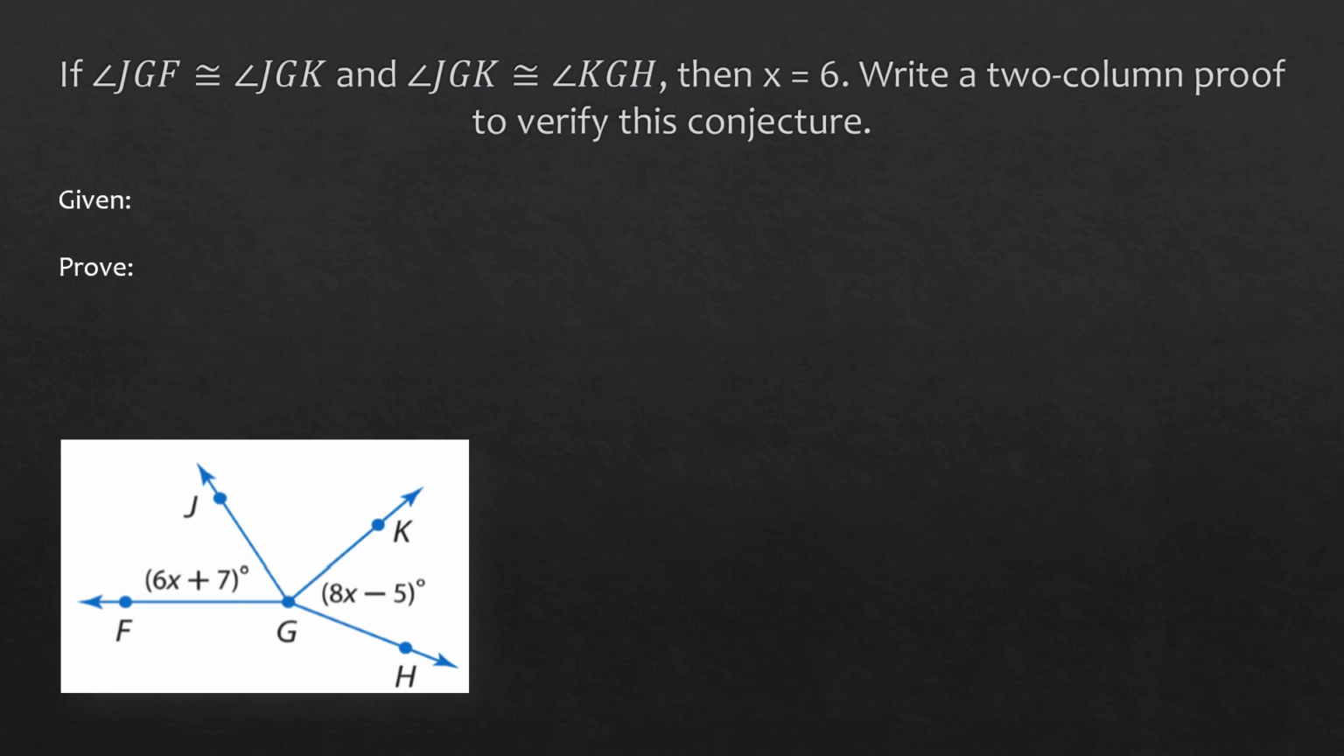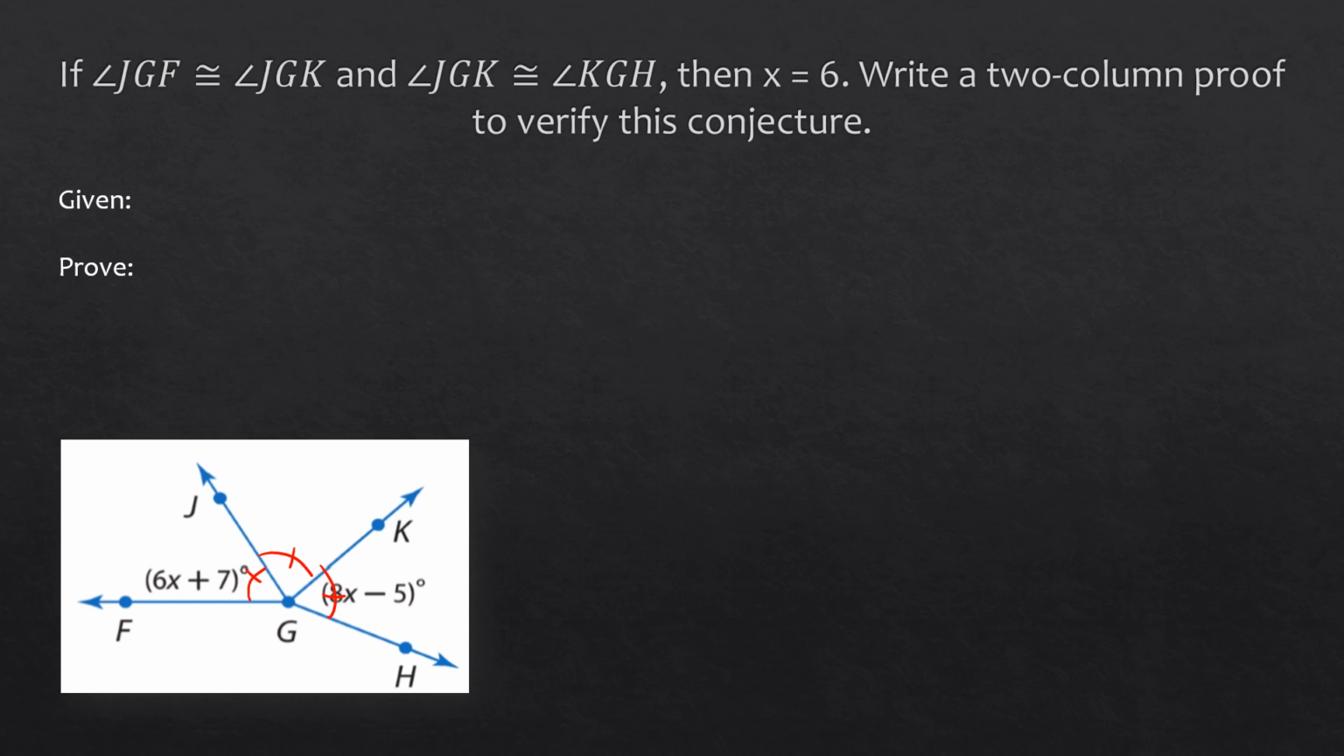So we are given that angle JGF is congruent to angle JGK. So I might mark that immediately on my little given diagram. Okay, so those are my JGF and JGK. And then I'm also given that angle JGK is congruent to angle KGH, which is the other one there. Okay, so I'll mark that one as congruent as well.